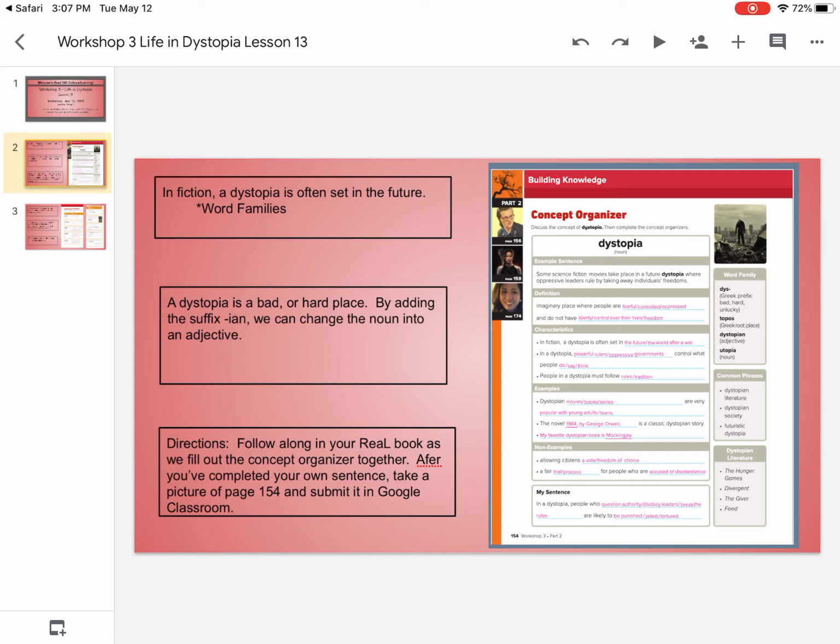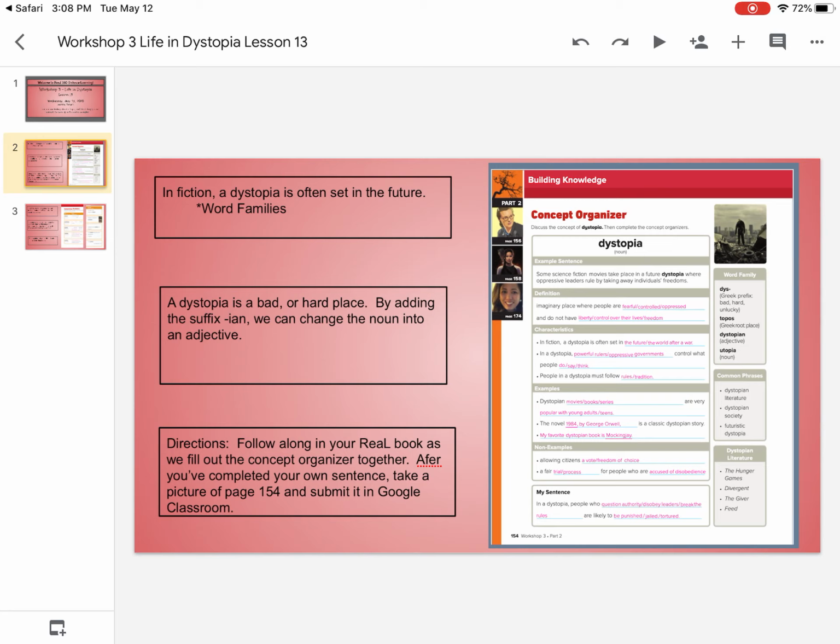If you look at the second box where it says definition, it says imaginary place where people are fearful, controlled, or oppressed. You can choose one of those words. You don't have to write all three down, but choose the word you would use so you can remember how to describe dystopia. It's an imaginary place where people are, you'll fill in that line, and do not have either liberty, control over their lives, or freedom. Again, just choose which one of those three words or phrases you can connect with so you understand the definition.